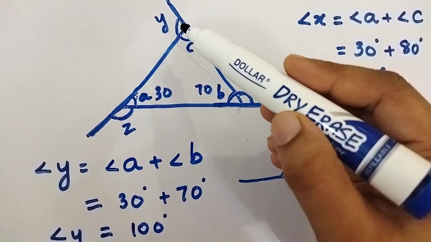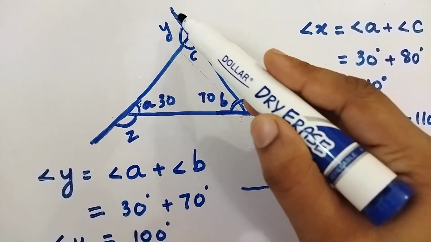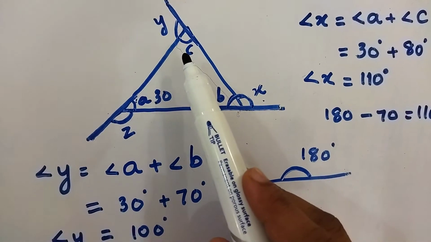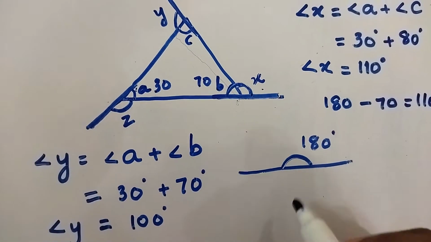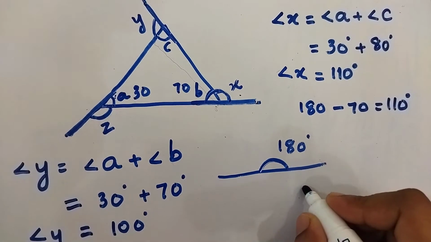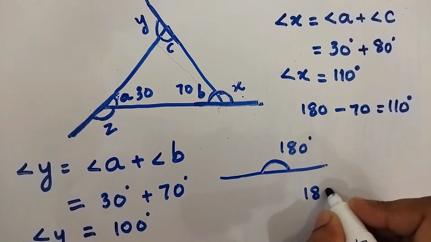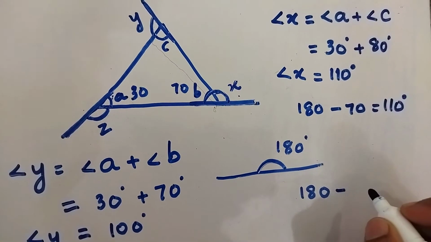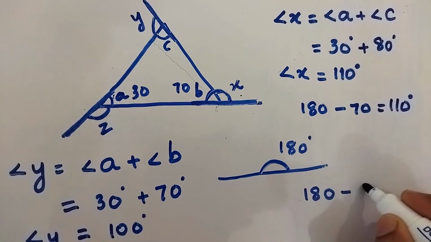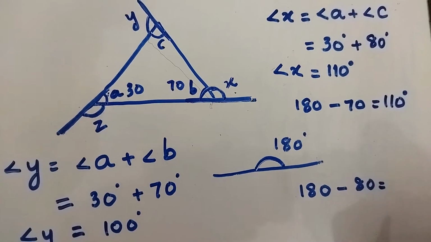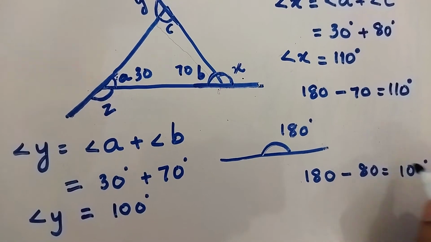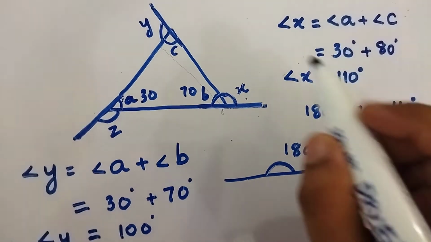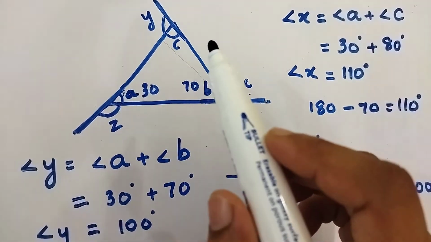We can cross check it, as we all know that it is also on a straight line, which is the supplement of angle C and angle Y. So we can find out the value of angle Y by subtracting the value of angle C from 180 degrees. The value of angle C is 80 degrees, so 180 minus 80 equals 100. Here the answer is verified. We can cross check our answers by using the formula of supplement angles, right?